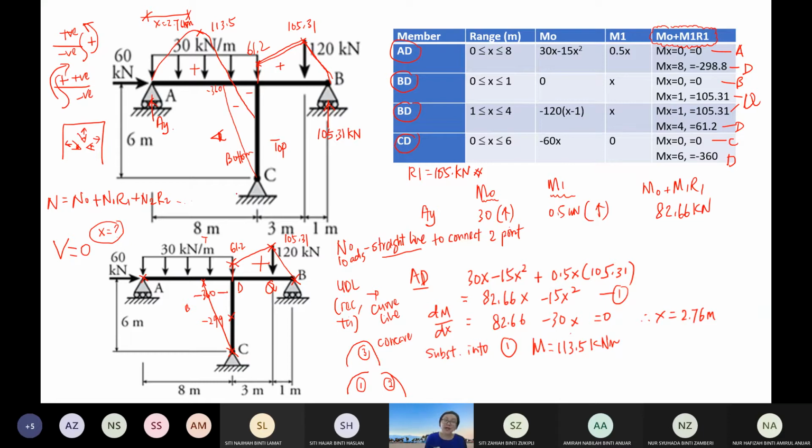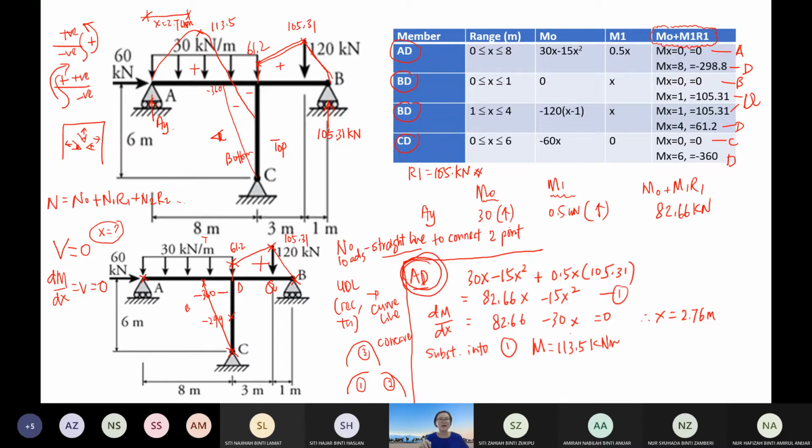By differentiating the bending function, you get the shear function. So V is equal to dM over dx. You differentiate the bending function to get the shear function, make it equal to 0 to get your x, and then substitute this x value into your bending function again. So let's try it. I have put it here. I hope you can see my pen. I'm moving here now for AD.